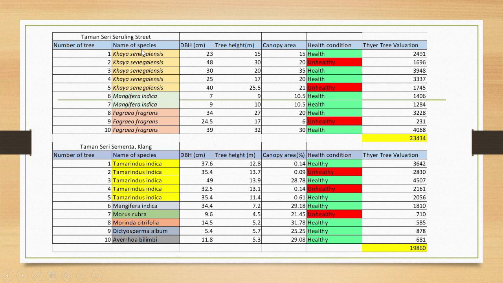For this site, trees were detected with disturbance from pests and diseases, where the kaya species was detected with termites. And for Taman Seri Sementa, Kelang, most species are Tamarindus indica, and in this area mostly shrub trees were planted privately by the residents, and the trees are in unhealthy condition because there is no regular maintenance.